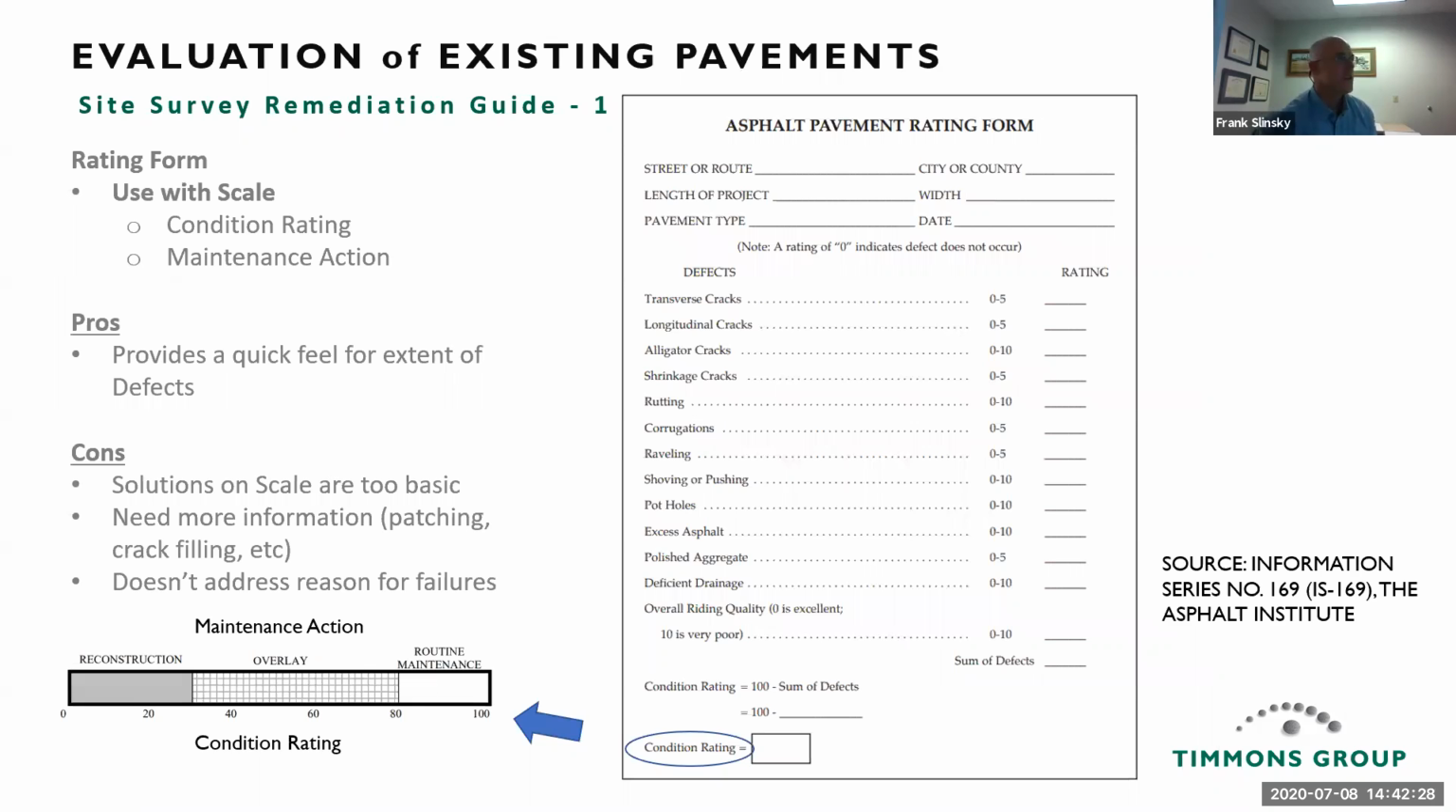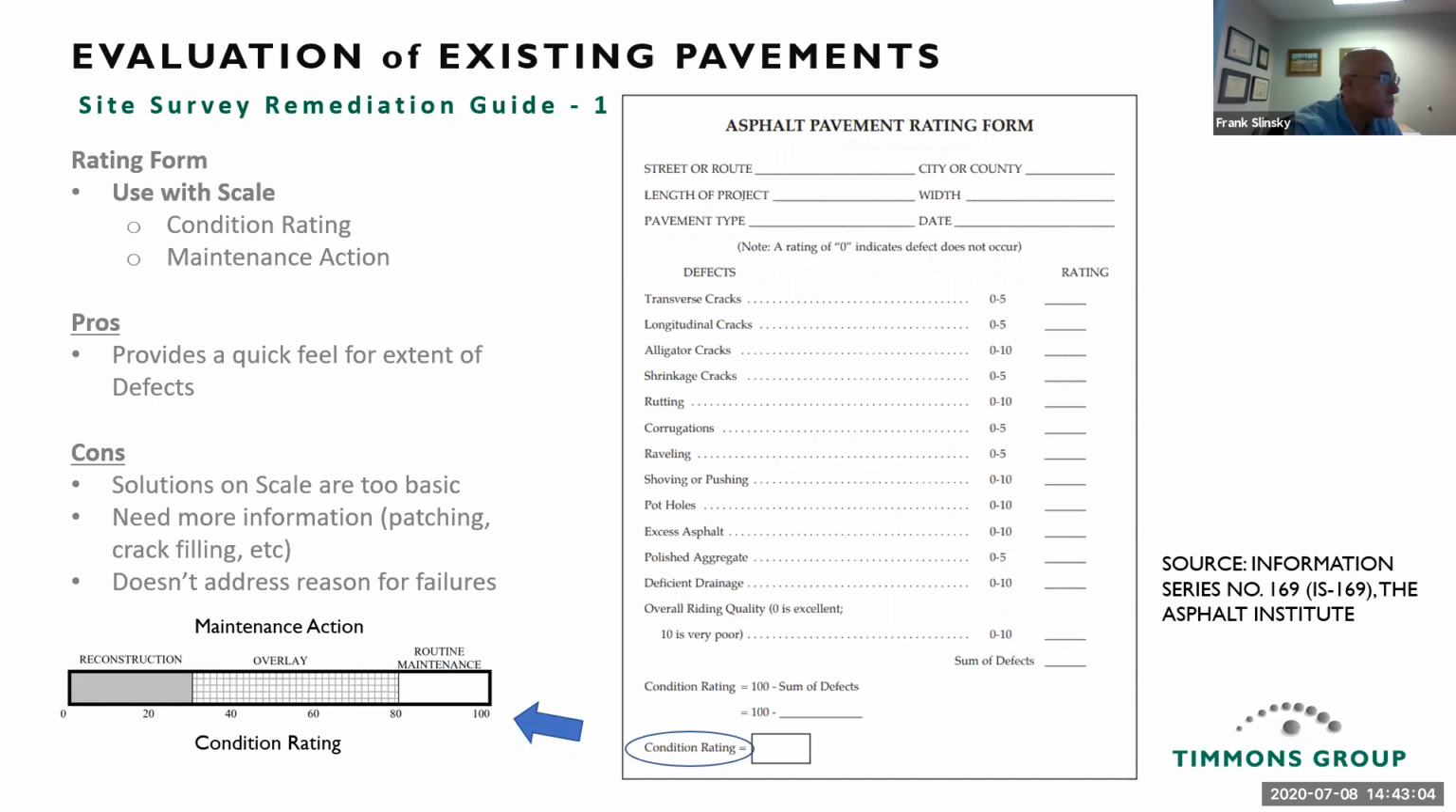I'm going to look at a few different site survey remediation guides. These could be brought in the field and used in combination. This one here is an asphalt pavement rating form. It's used with a scale, which is down here at the bottom. And the scale has a condition rating and then the maintenance action above the top. The pros of this form is it provides a quick feel for the extent of defects.